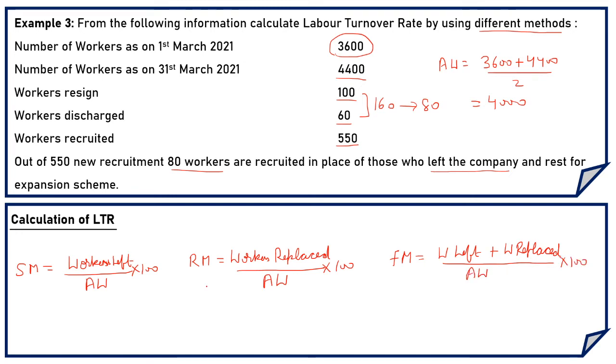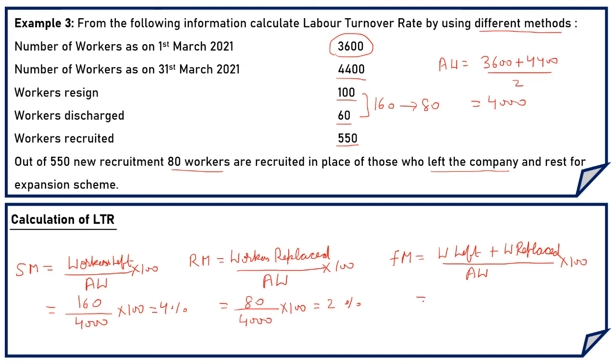Now we put values here. Here number of workers left are 160 and average number of workers are 4000 into 100. So here labor turnover rate under separation method is 4%. Under replacement method, number of workers replaced are 80 workers in place of 160 workers who left the company divided by average number of workers, that is 4000 into 100. So here labor turnover rate is 2%.